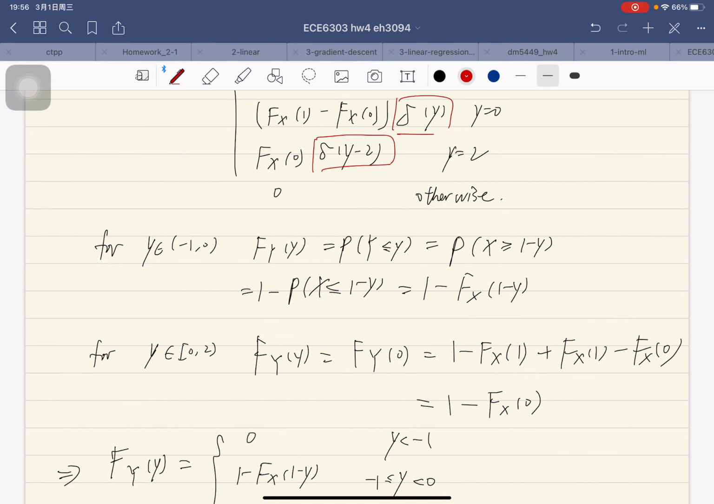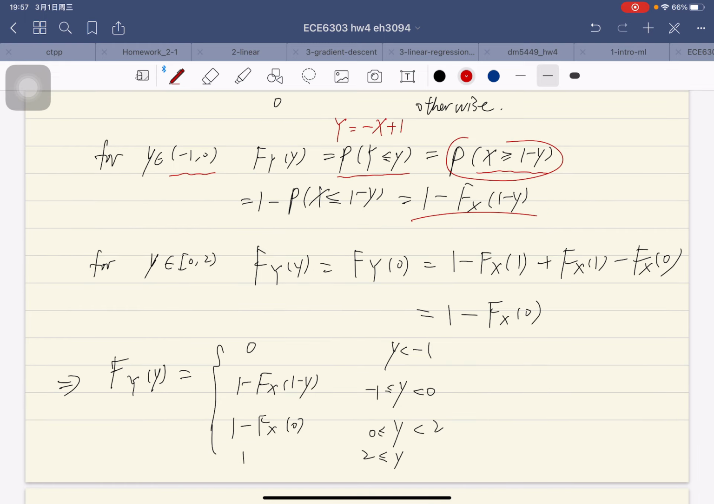The big Fy means the probability that y is less than or equal to small y, and we will translate that to big X being larger than or equal to 1 minus y, because in the -1 to 0 interval, big Y is still equal to minus x plus 1. So we will have this probability, and we will transform it into big Fx, and we will have 1 minus big Fx(1 minus y).